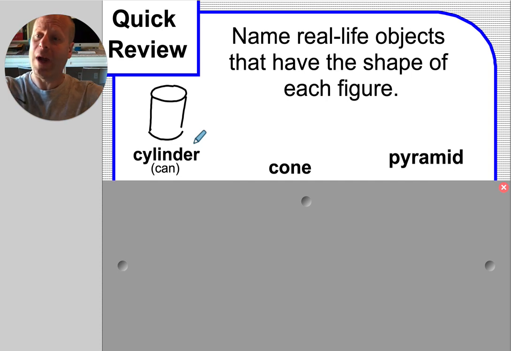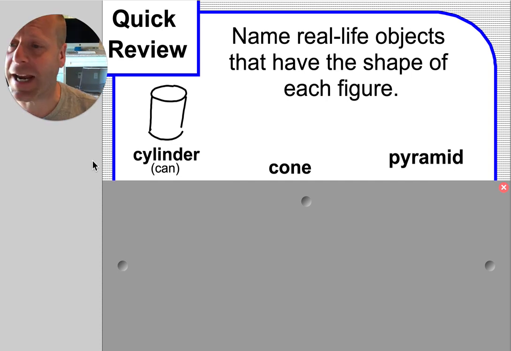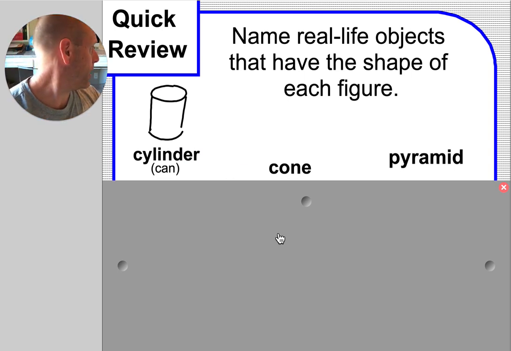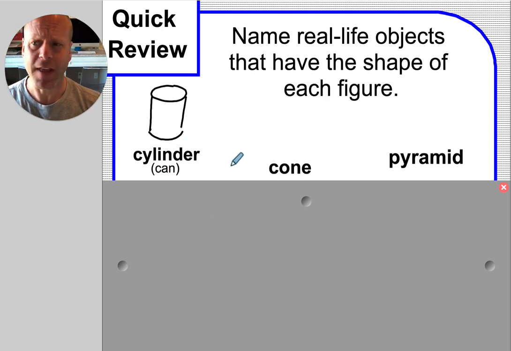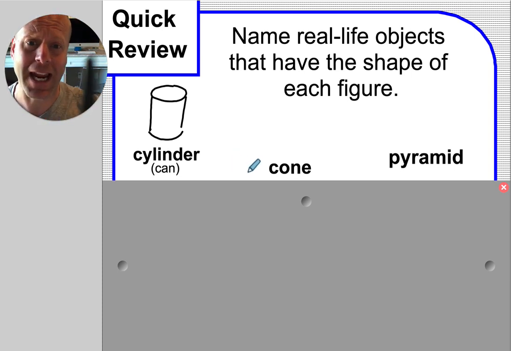So if you looked around your house, I'm sure you could see a can of soup or a can of soda or, let's see, what else? A candle would be an example of a can or a cylinder. All right, so I think what we should do for each of these is just try our best to draw one and then look around to see if we can name any real life objects that look a lot like this. Not exactly, but a lot.